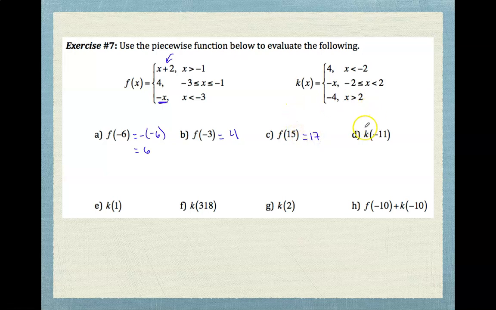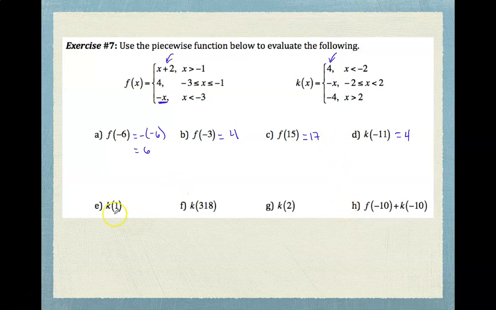All right. D is skipping me over to K, so I have different domains. I have to find which one -11 fits into. -11 is not greater than 2. It's not in between -2 and +2, but it is less than -2. So -11 has to use this function right here. K of -11 is 4.